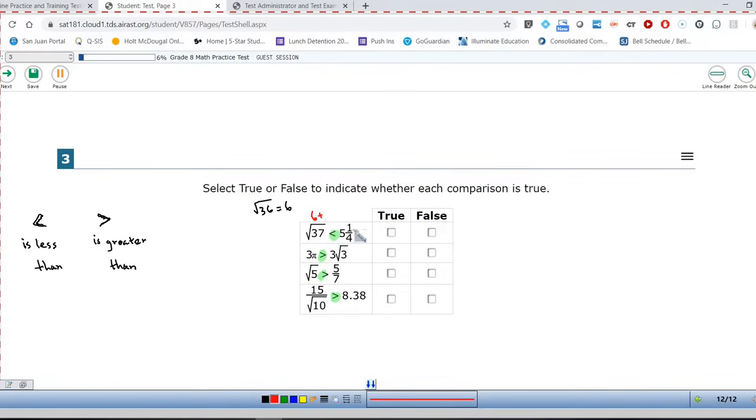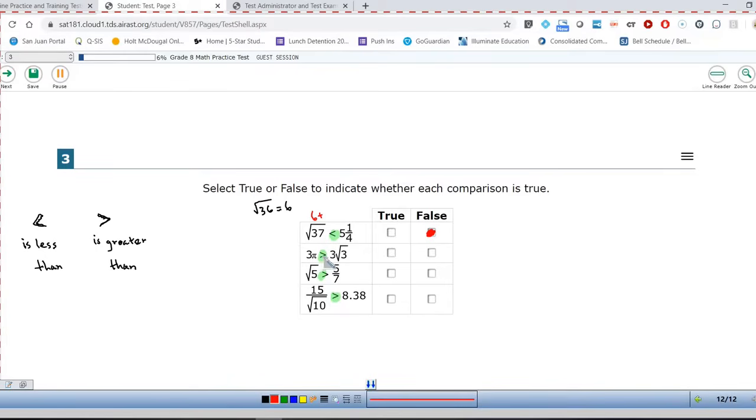Well, this number right here is 5 and 1/4. So let me ask you, is 6 less than 5 and 1/4, or a number actually a little bit bigger than 6? And the answer, of course, to that is no. So for this first one, we would mark false. All right, you guys remember that one for me. The first one's false.